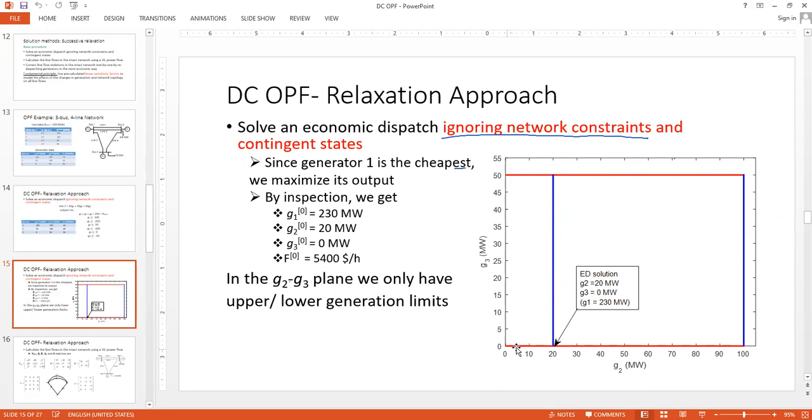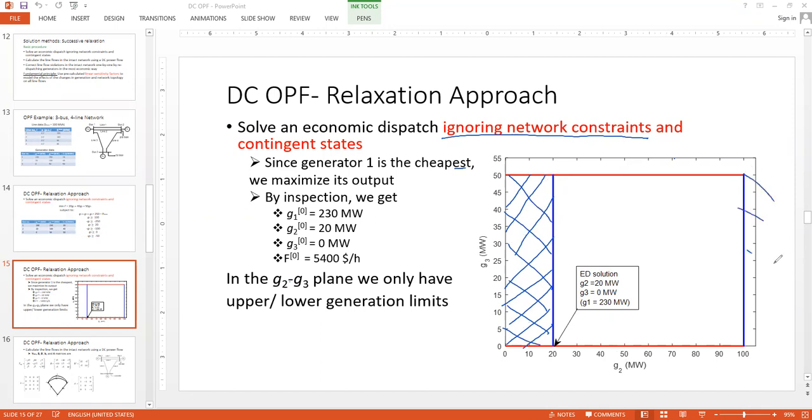Then, 0 is the lower limit for generating unit 3, and 50 megawatts is the upper limit for generating unit 3. Okay, so now what does this mean? It means this part of the 2D plane does not belong to my feasible solution space, because G2 less than 20 or more than 0 is not a feasible solution. So we can't take any solution over here.